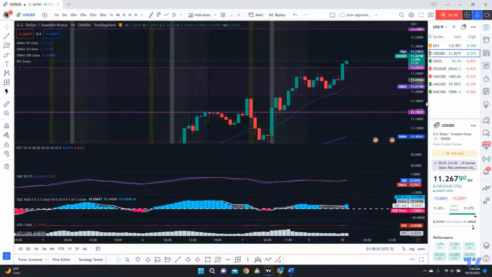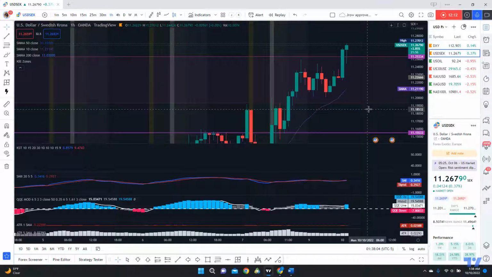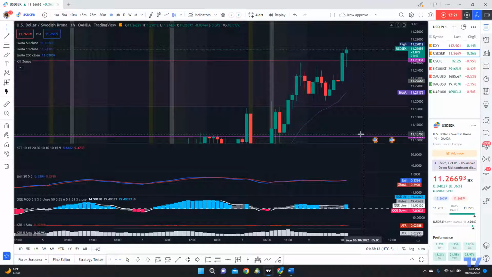I have not lost a trade in the whole month of October. Today is October 10th, and we're on... let me check my win streak. Wow, this is a big wick on USDSEK. We're on 1, 2, 3, 4, 5, 6, 7, 8. We're on a 10 trade win streak, by the way.